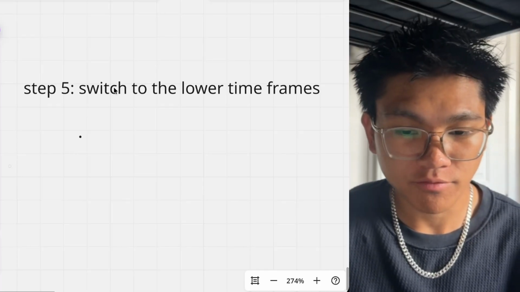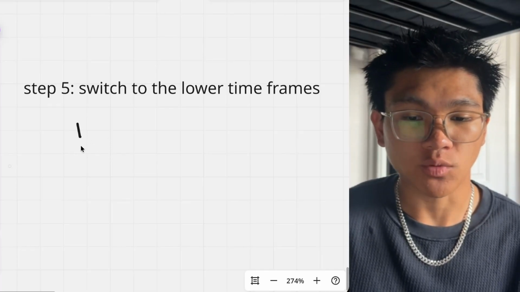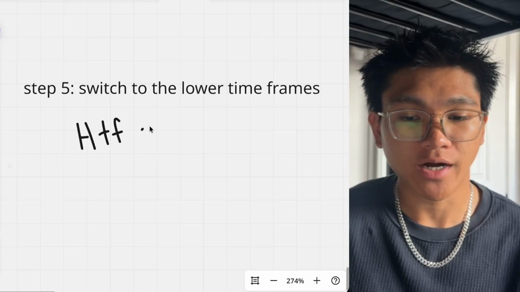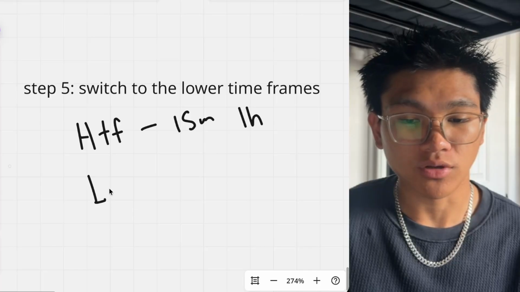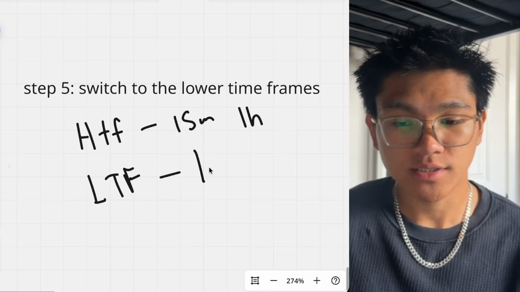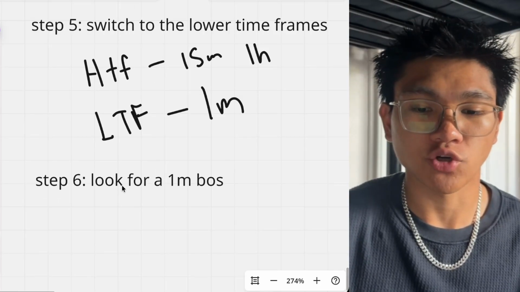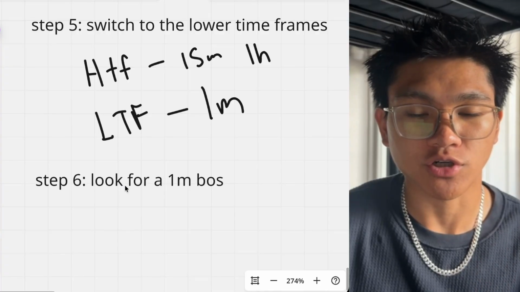And now for step number 5, we are going to switch to the lower time frame. So again, what was our higher time frame? Our higher time frame was the 15-minute as well as the 1 hour. And our lower time frame is purely just the 1 minute. So for step number 6, we're just going to be looking for a break of structure on the 1 minute.